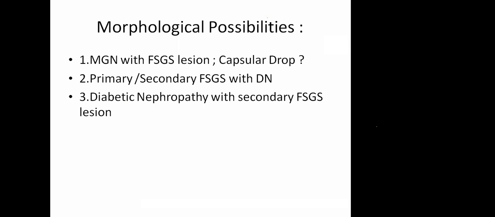There are no KW lesions. There is no evidence of significant tubular atrophy or interstitial fibrosis. So morphologically, the suspicion was whether this is MGN with FSGS lesion or this is a primary or secondary FSGS with early diabetic nephropathy. Now, distinction between both these entities can be done on immunofluorescence.